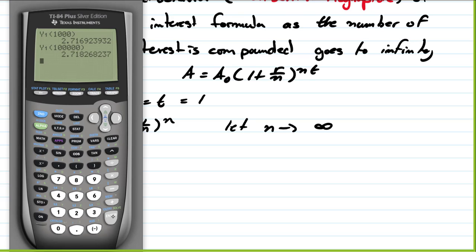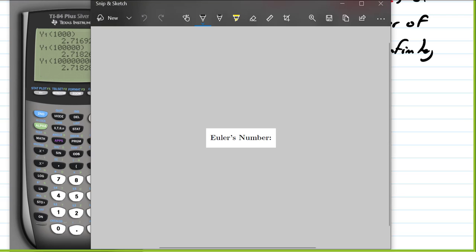We get 2.71826. Let's do 100 million. That's getting pretty big. So it's 100 and then 6 zeros. 1, 2, 3, 4, 5, 6. We get this value.